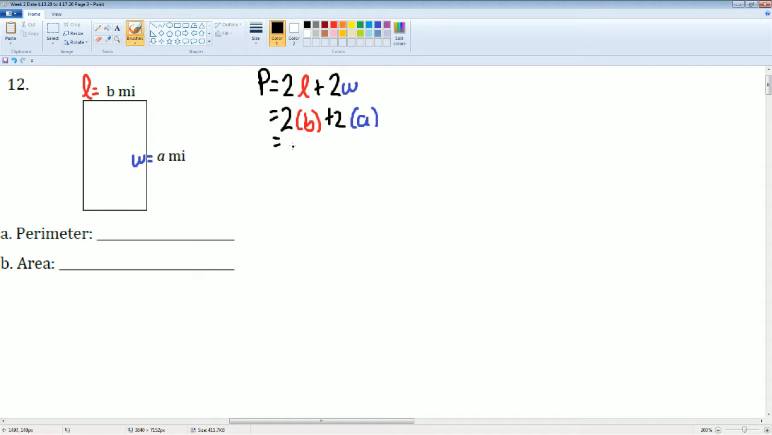So 2 times b is 2b. 2 times a is 2a. So the perimeter here is 2b plus 2a. We just replaced the letters, basically.